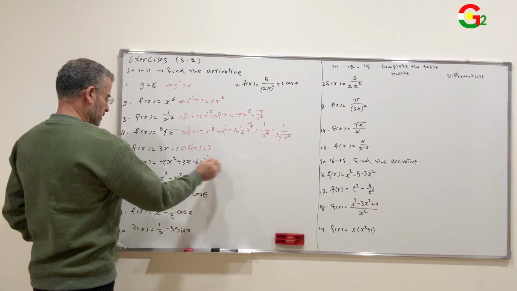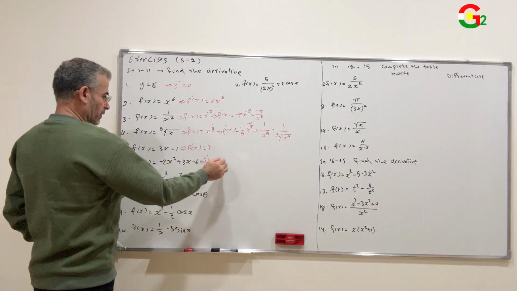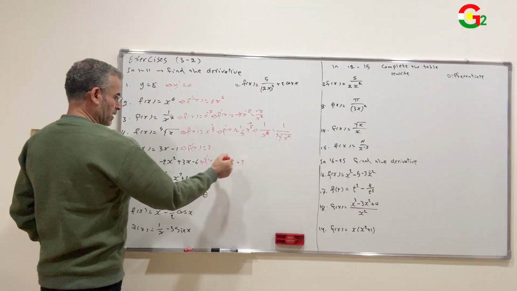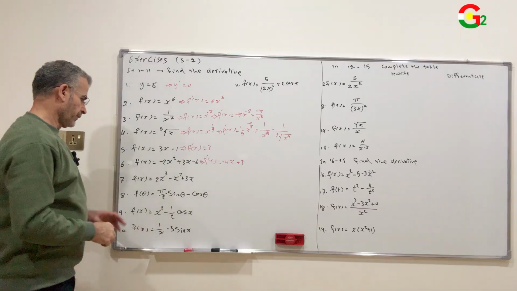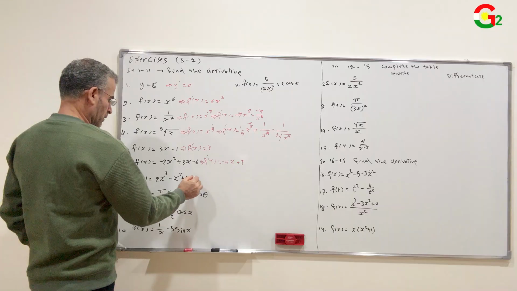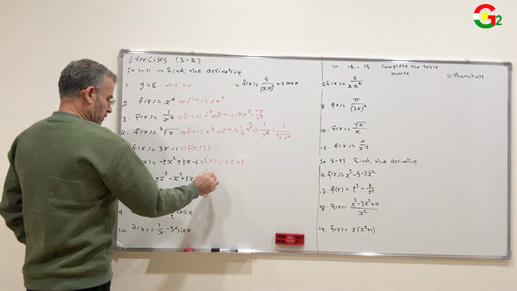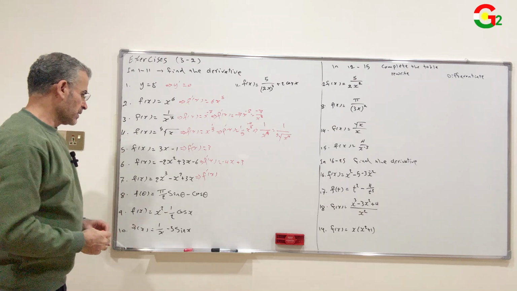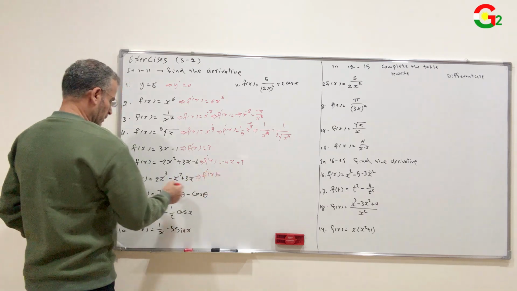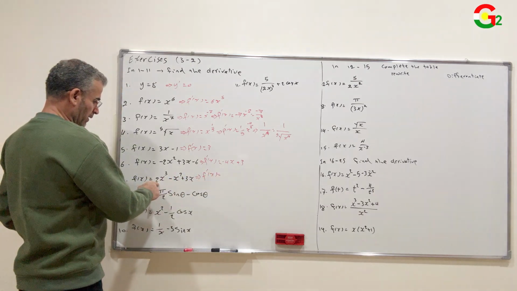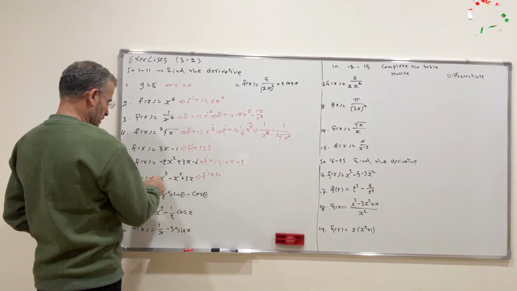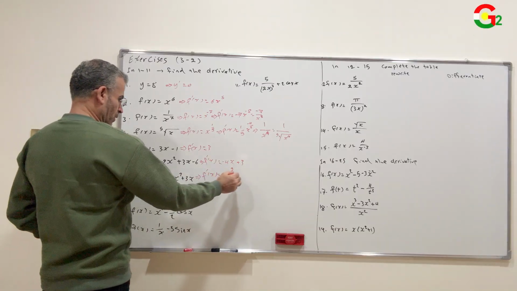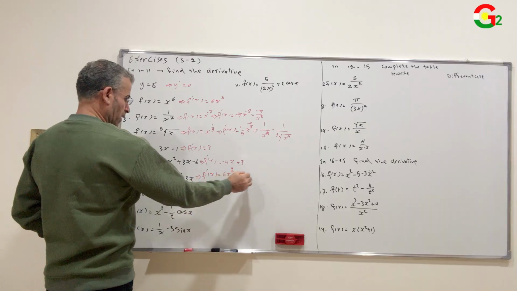Then f prime of x equals negative 4x to the power 1 plus 3 minus 0. f of x equals 2x^3 minus x^2 plus 3x. Find the derivative of each term separately: 6x^2 minus 2x plus 3.